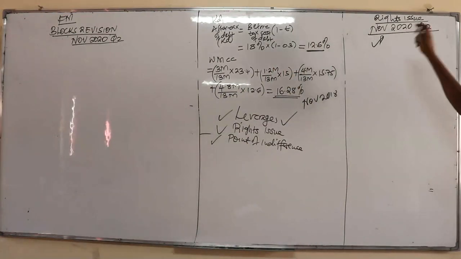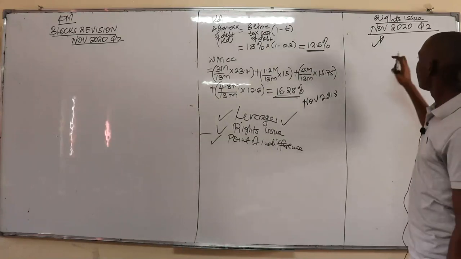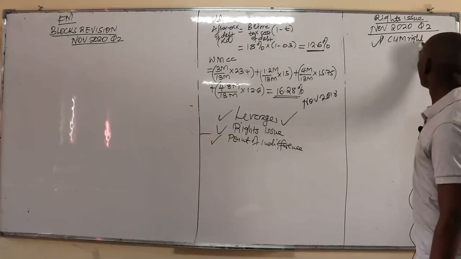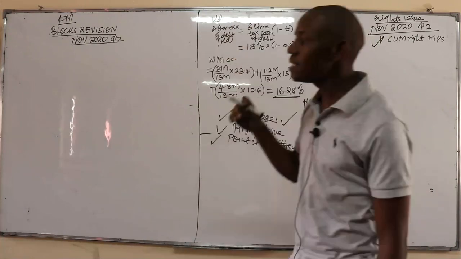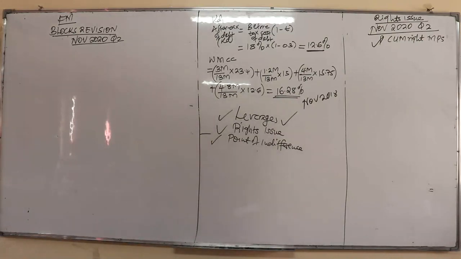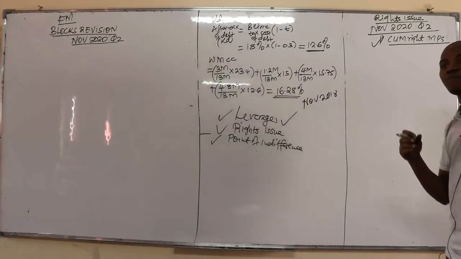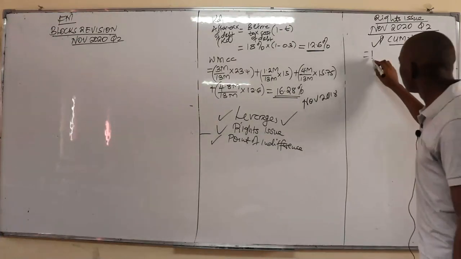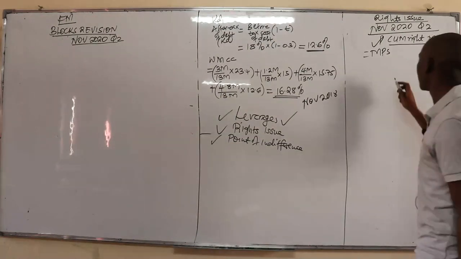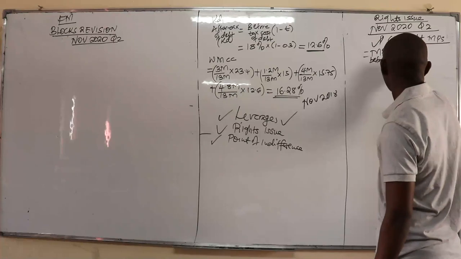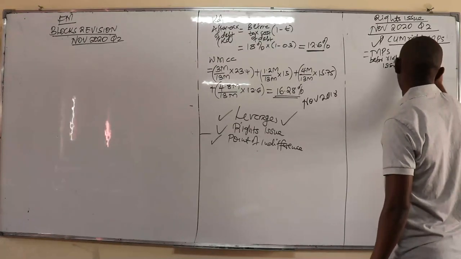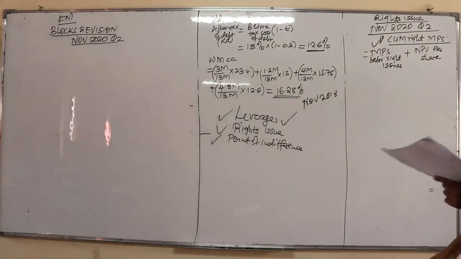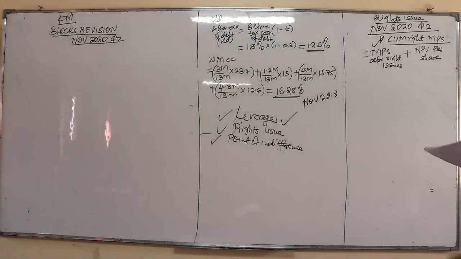So on the rights issue, there are three things that you need to understand. The first thing is what we call the cum rights market price per share. When we talk about the cum rights market price per share, this is the price per share after the announcement of the rights issue, but before they take place. You normally get it by taking the market price per share before the rights issue, then you add the net present value per share, the NPV per share. That is how you will get the cum rights market price per share.